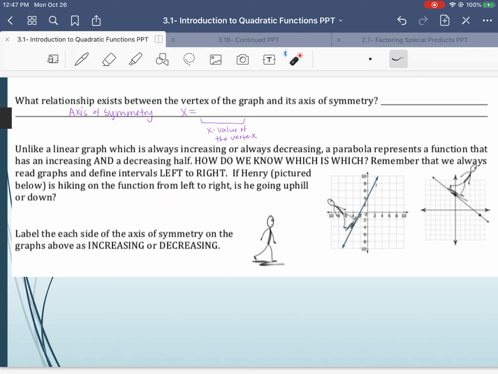Remember, we always read graphs and define intervals left to right. So if Henry's going to hike on the function from left to right, he's going uphill first. Now there is an arrow headed the other direction, so you need to recognize we're moving left to right. So he comes from this side and he's going uphill. If the graph is going down here, we know that's a negative slope. He's going downhill, or the values are decreasing as we move to the right. So we are either increasing, in which case those values are going up, or we are decreasing.